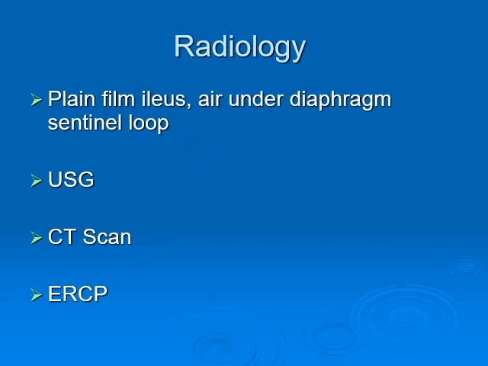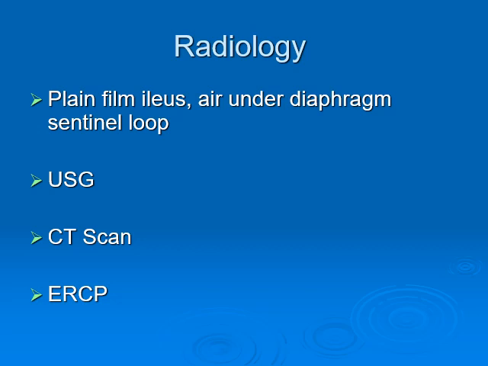Radiologically, on the plain film of the abdomen standing, you find what's called the sentinel loop. Sentinel loop is a dilated jejunal loop over the pancreas, which shows an air fluid level. If you find air under the diaphragm, it means perforation of a gut.